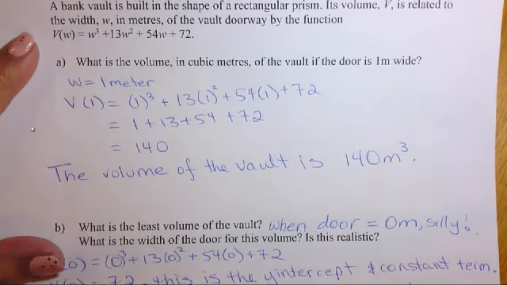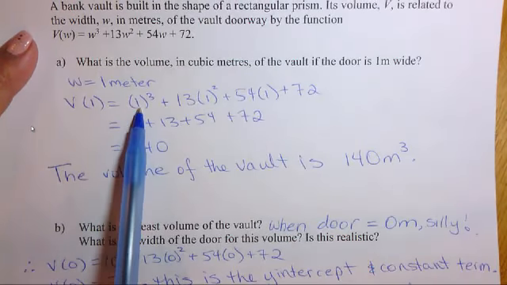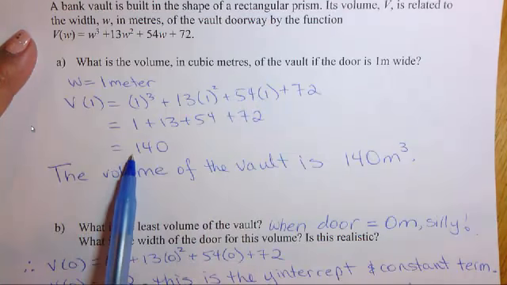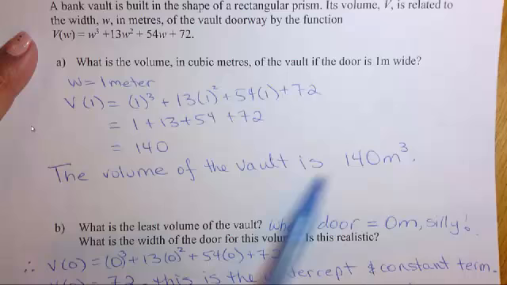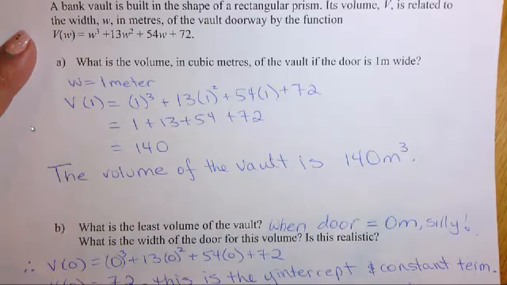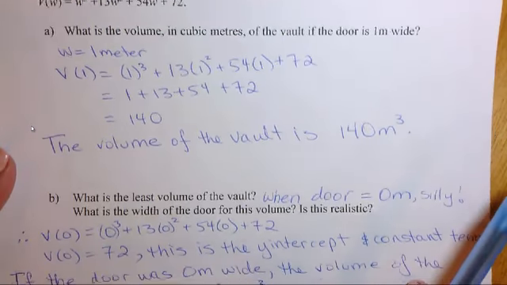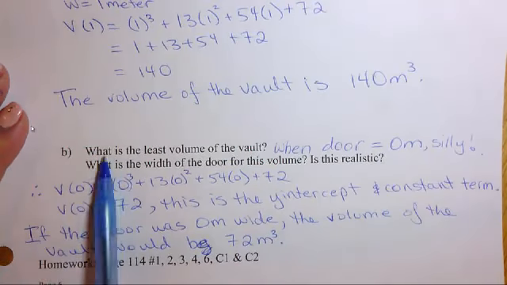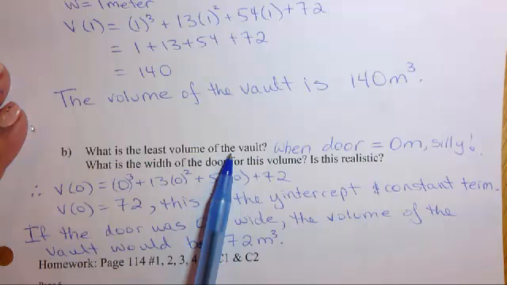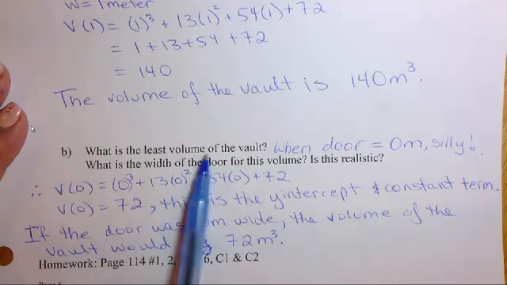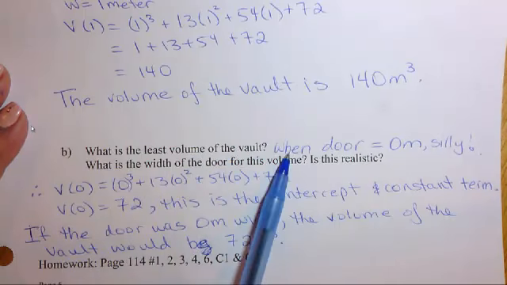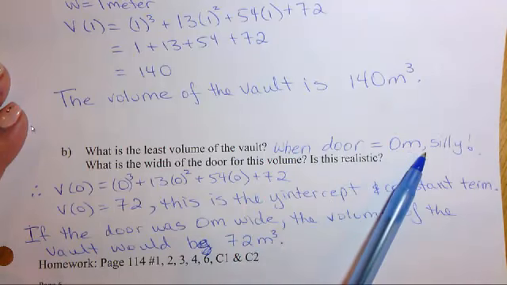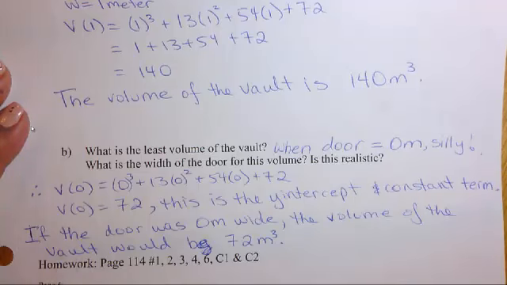Sorry, having paper issues. All right, now if we plug in our 1 here in place of our W, we get the volume of the vault is 140 meters cubed. Okay, now this next question is a little silly. It says, what is the least volume of the vault when the door is 0 meters? Okay, so that's kind of silly, right?